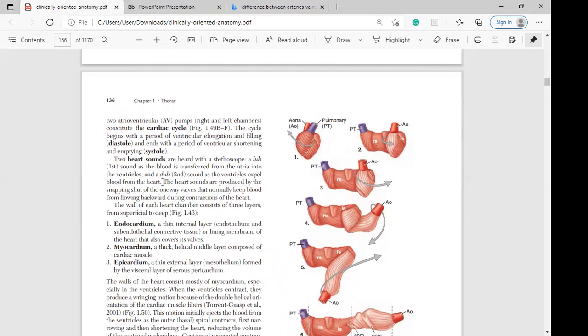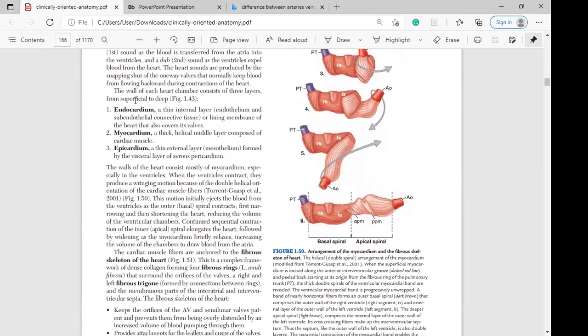So that sound, and once the blood enters, the valve will close also. So you hear the lob sound. Then when the ventricles now push the blood out into the aorta and the pulmonary artery, we said two other valves will quickly close. Yeah, the aortic valve and the pulmonary valve. Okay, and the sound of that valve you hear as the dub sound.